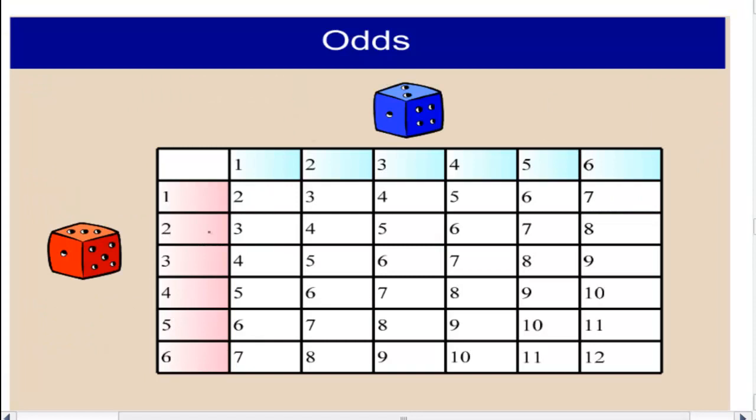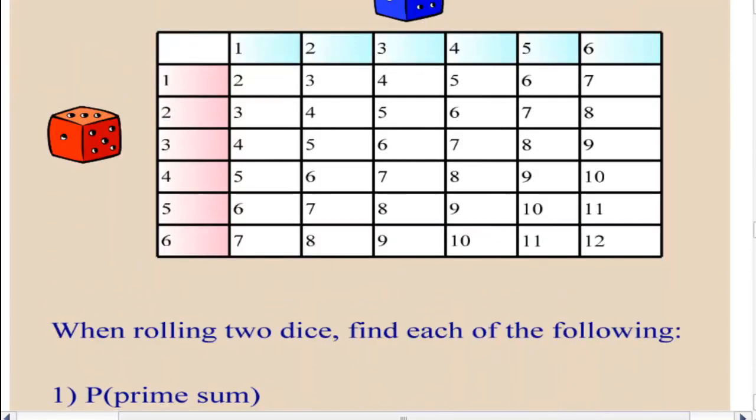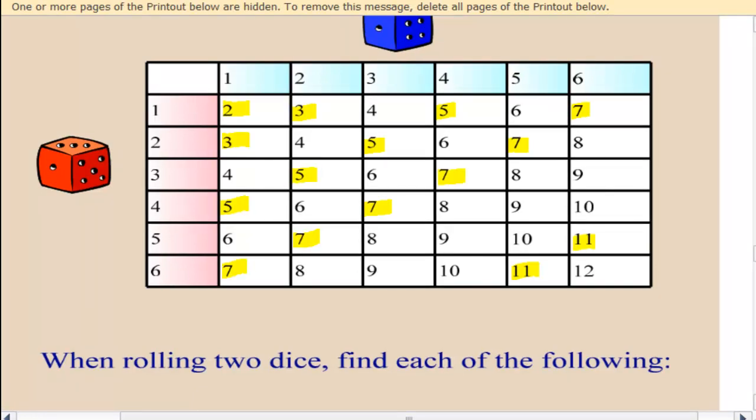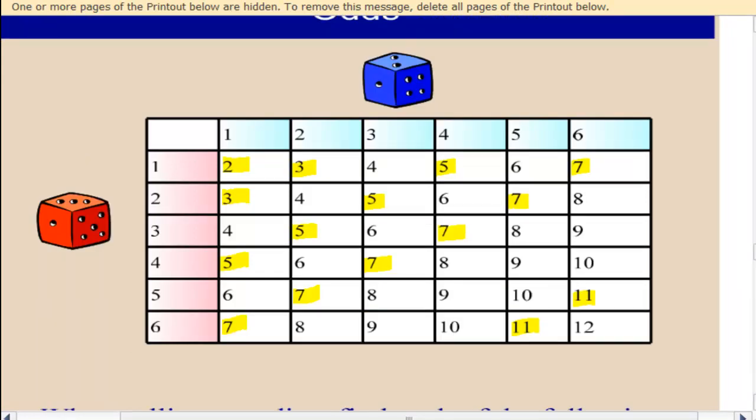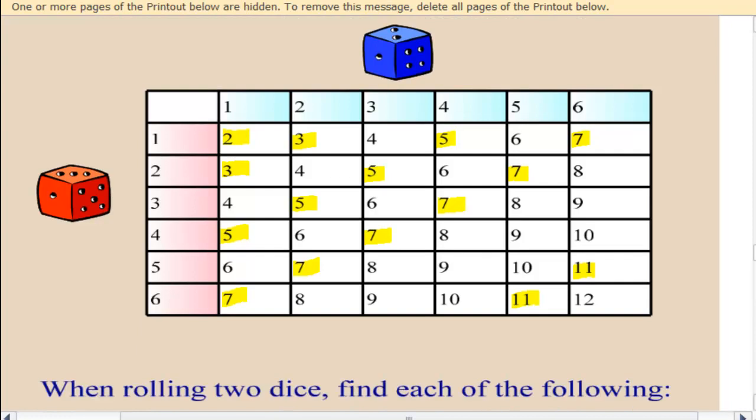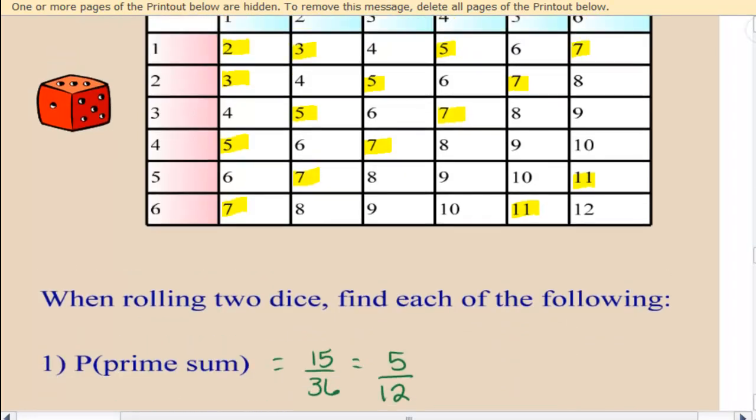Here's another example where we're rolling 2 dice and we have a table that shows the sums of the 2 dice. Our first question says, what's the probability of getting a prime sum? So we want to look at all the sums and find the ones that are prime. So go through and highlight all those. And this is what you get once you highlight all of them. How many prime sums do you have here out of your total? What's your probability? If you said 15 to 36, you're correct. And of course you will want to simplify that to 5/12.